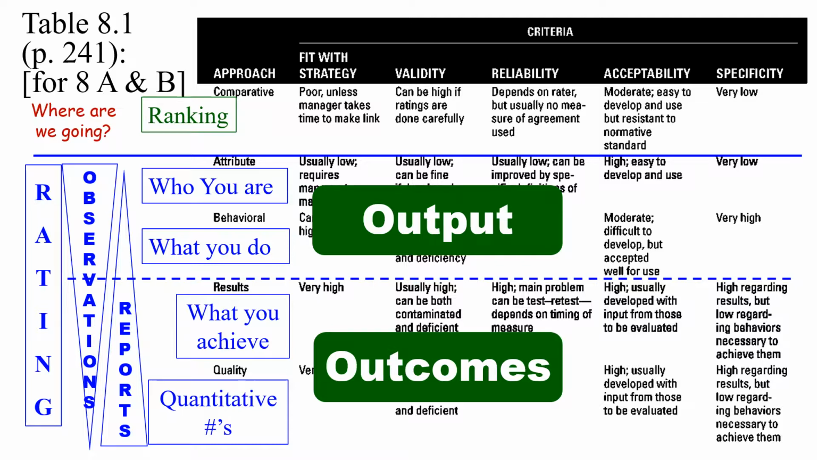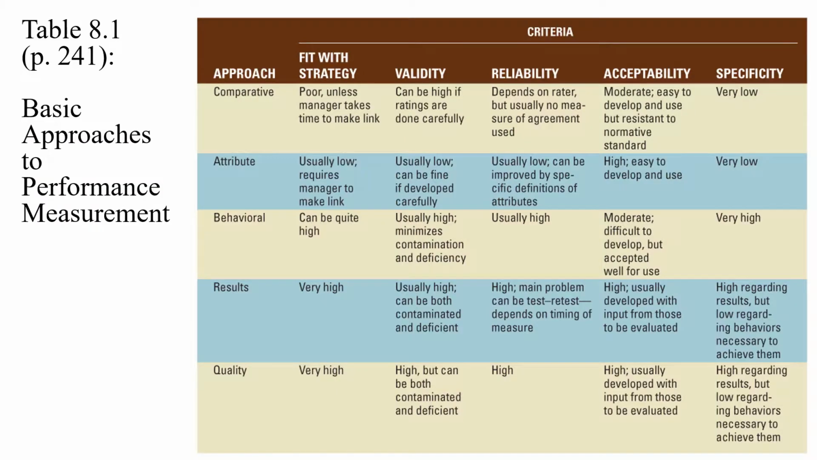So as we go through these, take a look at how they are different. We'll start at the very top with ranking, and then we'll work our way through the 4 types of ratings. And notice that there are advantages and disadvantages, pluses and minuses, and characteristics as we look at observations versus reports, outputs versus outcomes. Here we go.